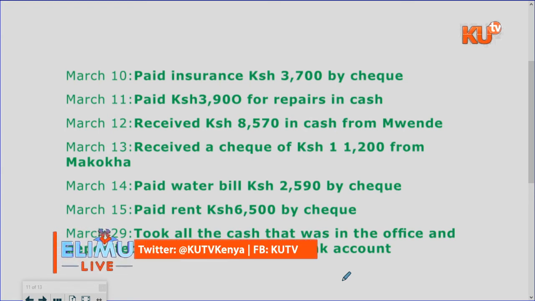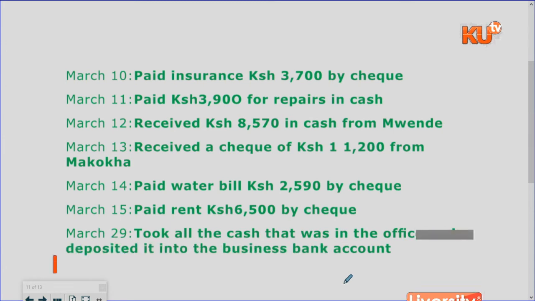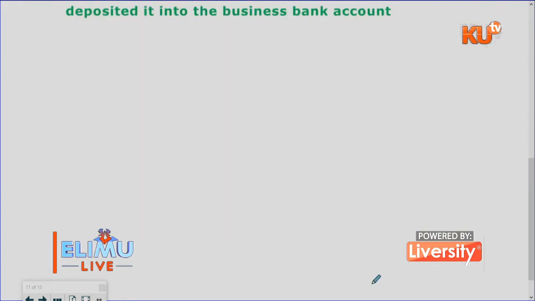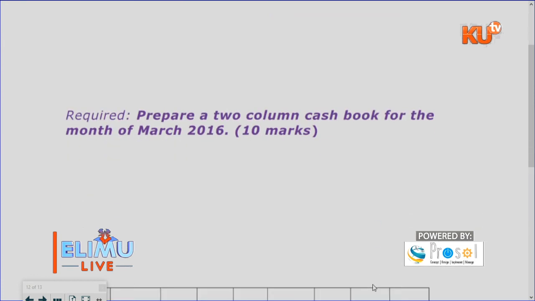received a check of 11,200 from Makoha, paid water bill 2,590 by check, then lastly paid 6,500 by check, took all the cash into the bank, then you are required to prepare the cash book for the month of March 2016.